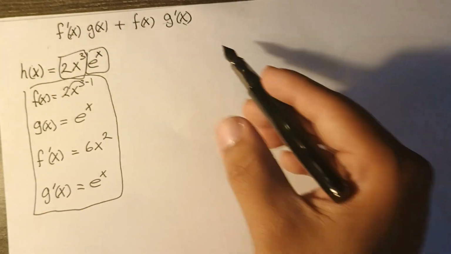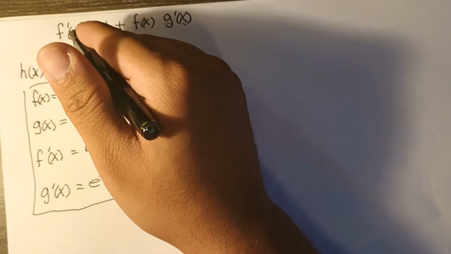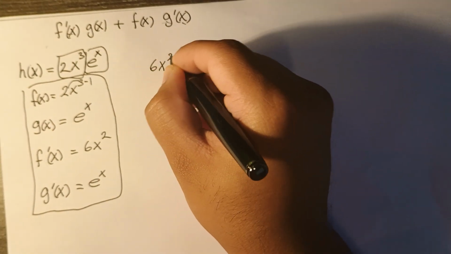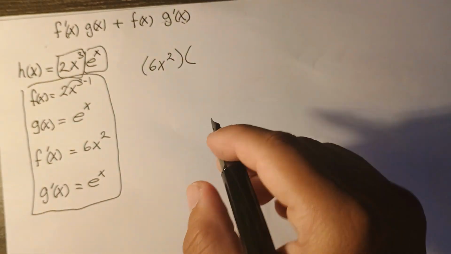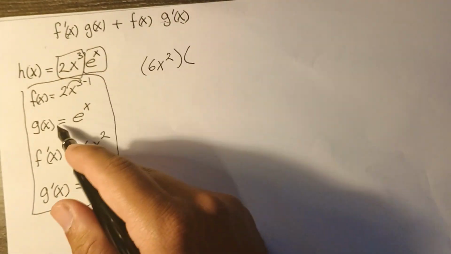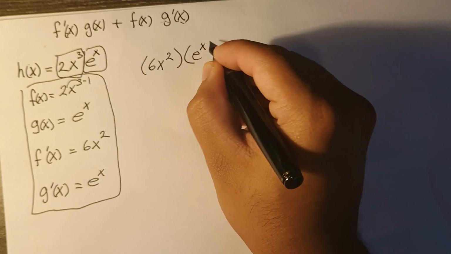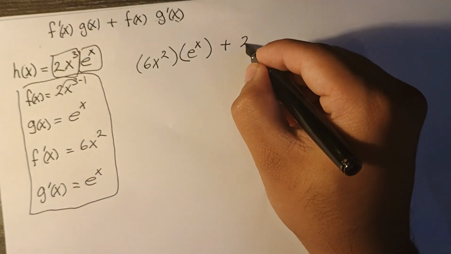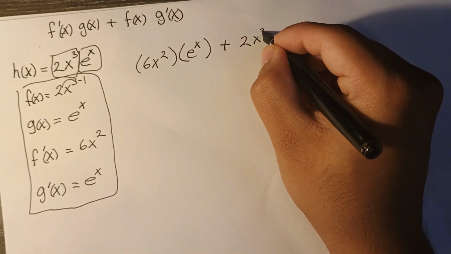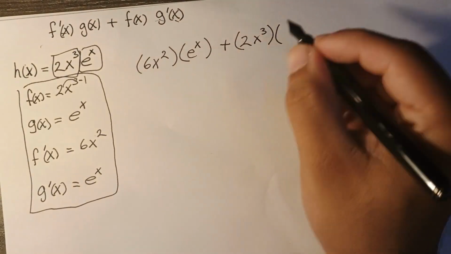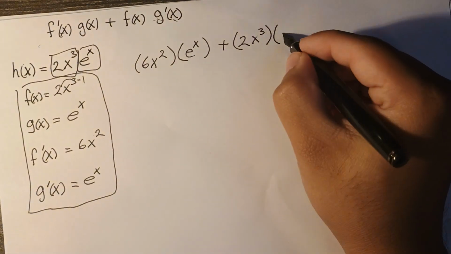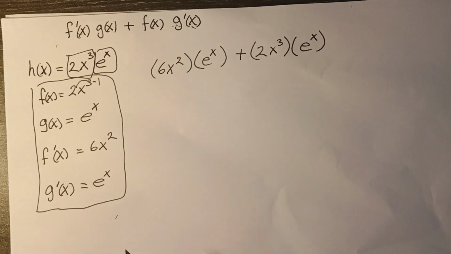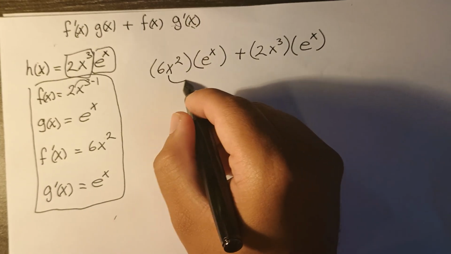All right, now that we got all our things right here, we can now plug them into this formula here. So first we got f prime, which is this. So 6x squared, parentheses, so we know we're multiplying, it's e to the x. You can leave it like this, that's right, but we're going to simplify it.